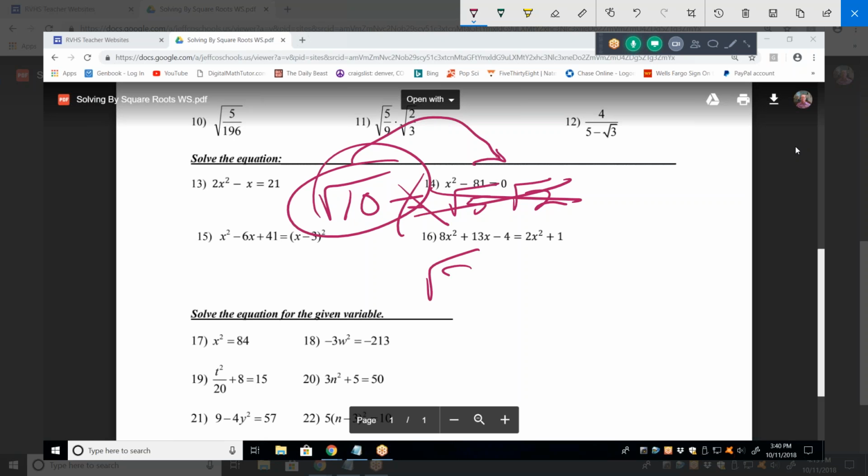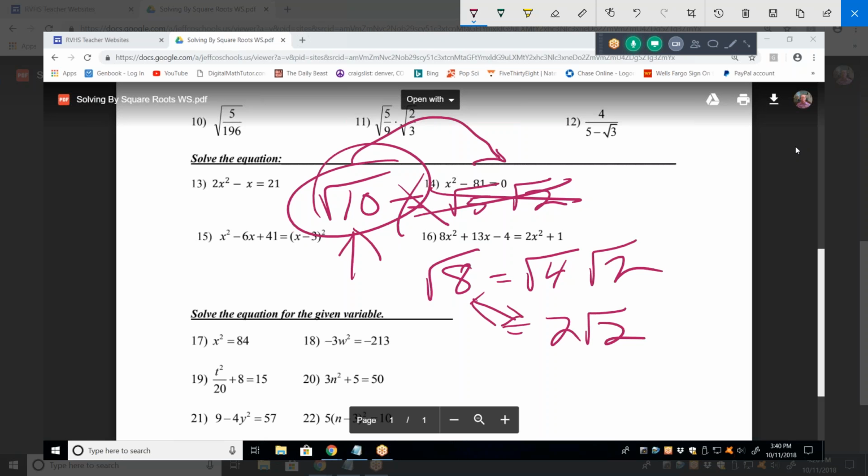But notice square root of 8 is not. Square root of 8 can factor into one of them being a perfect square number. And now we have 2 root 2. So it's not just a question of whether you can factor it. It's a question of can you factor it where one of the factors is a perfect square number. That's always what you're doing.